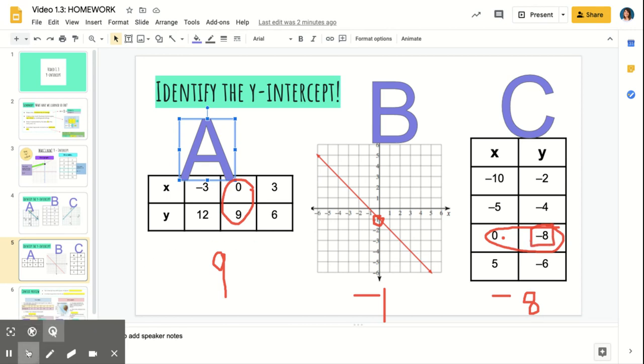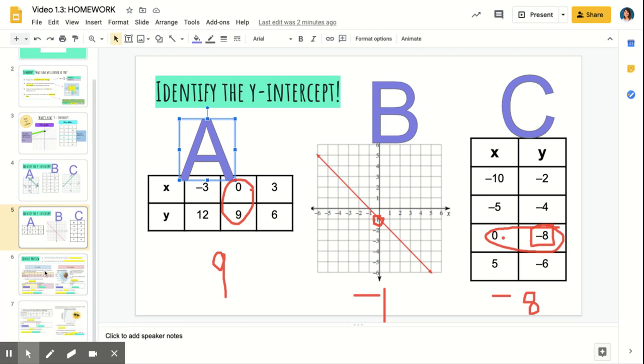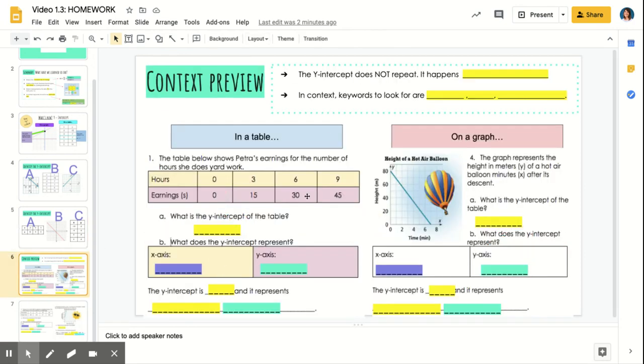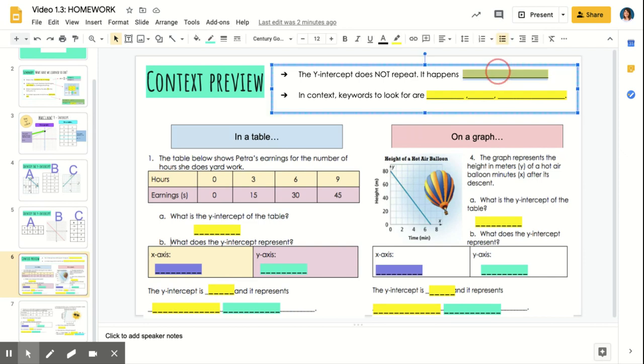All right, so let's move on to context. This is just a little preview to help you. If you don't understand it at the end of this video, don't worry, we're going to cover it in class again. The y-intercept does not repeat. So our slope did repeat. This one does not. It only happens once. In context, keywords to look for are initial, fee, and starting value.